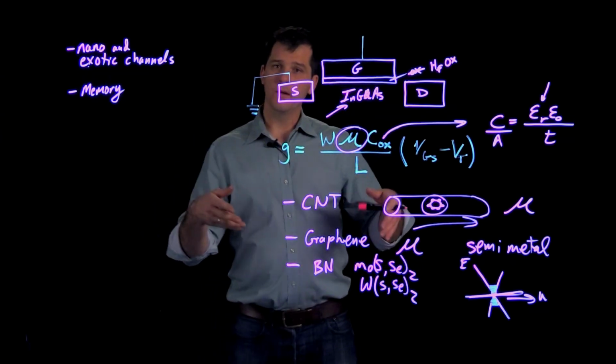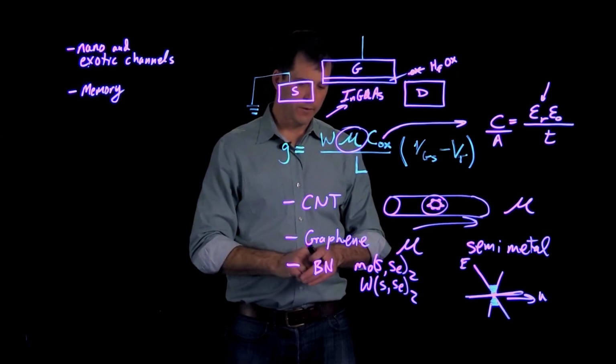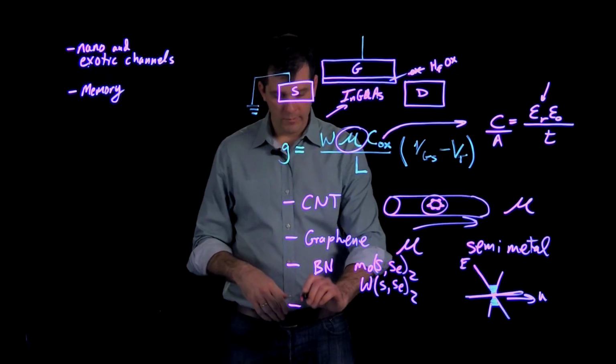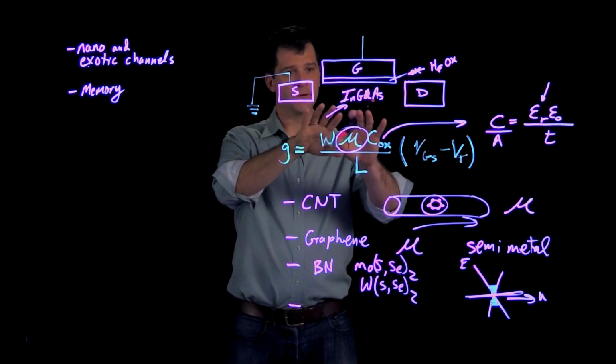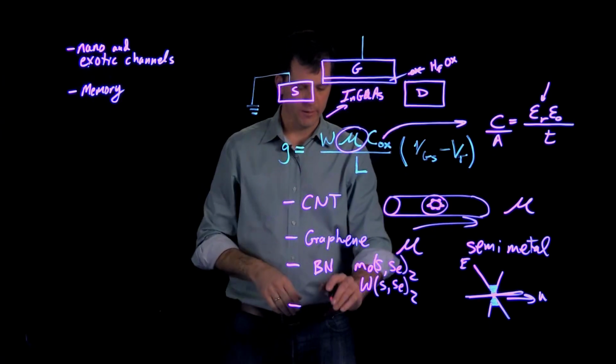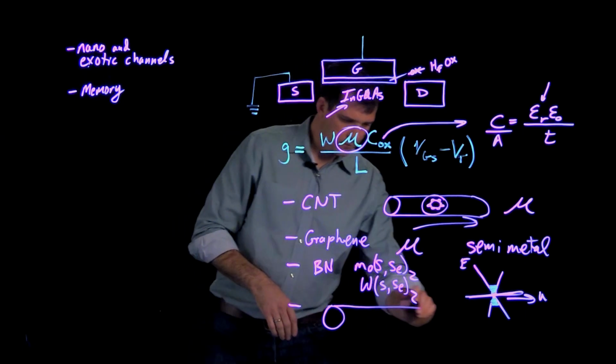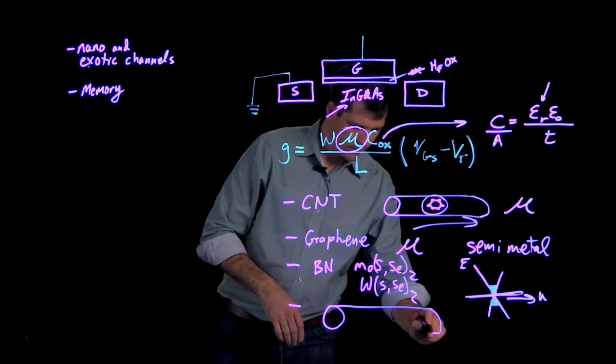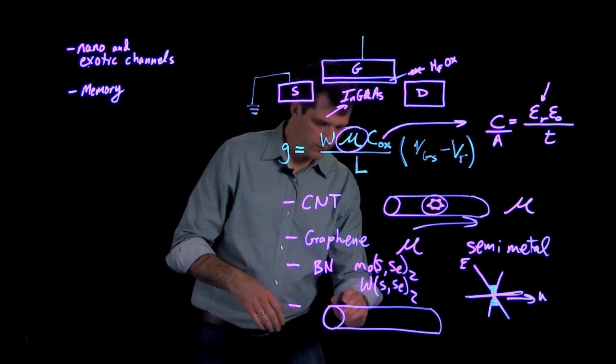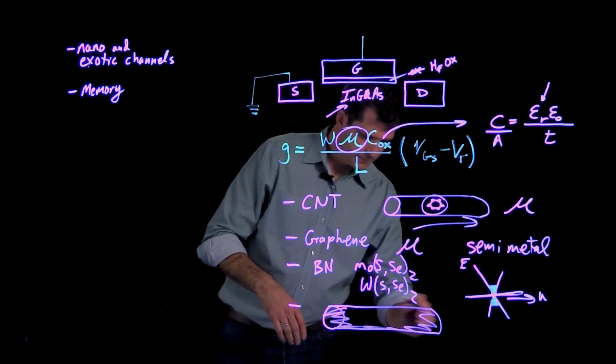One last case that has been made into transistors would be semiconductor nanowires. So instead of growing, say, epitaxial layers of indium gallium arsenide, you could actually grow a nanowire which looks sort of like a carbon nanotube, except instead of being hollow, it's actually filled with material.